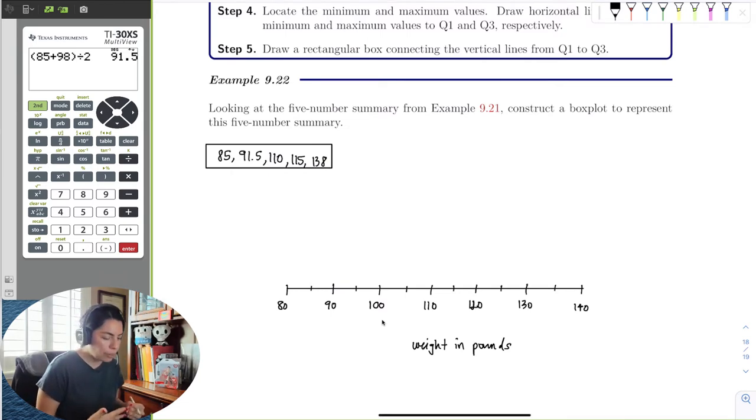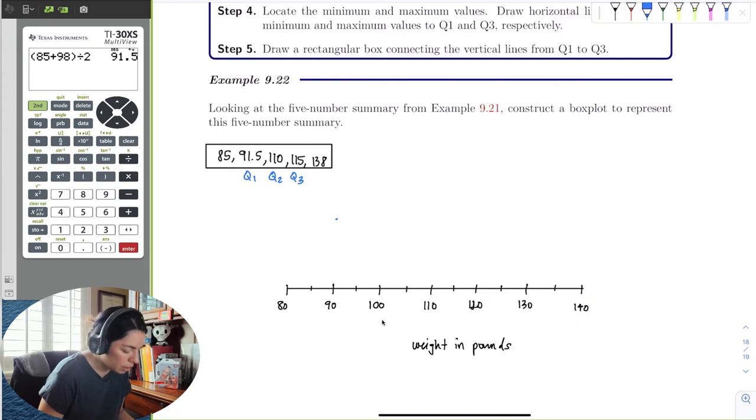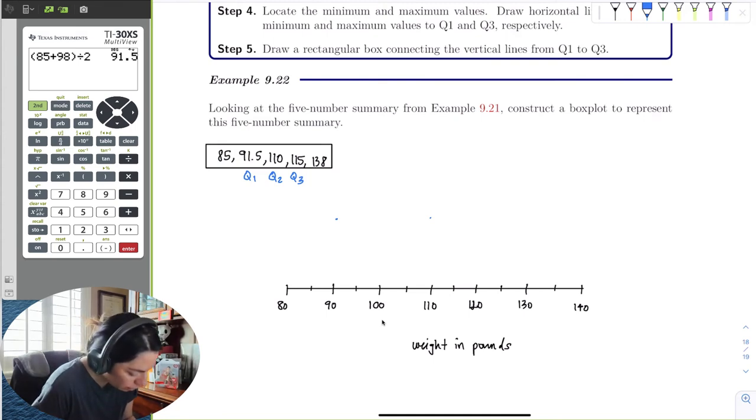Okay, the second part is now to go ahead and identify the Q's. So if I had my Q1, Q2 and Q3. So Q1 is 91.5. That would be about here, and I do it above, like here. I usually do a little dot there. And then Q2 is 110, so 110 is over here, and do a little dot. Again, you want it above the x-axis. You want it to have some space. And Q3 is 115, which is right here.